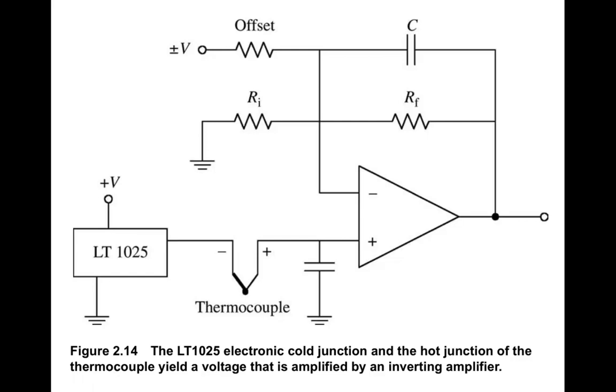This is just a circuit that illustrates, here is our thermocouple, and here's a circuit of how you would take the voltage output from the thermocouple and amplify it in an inverting amplifier to get an output voltage that's meaningful. So we will, in chapter 3, cover more about amplifier and inverting amplifier circuits. This is just to give you an illustration of the kind of circuit that's usually used for the thermocouple.